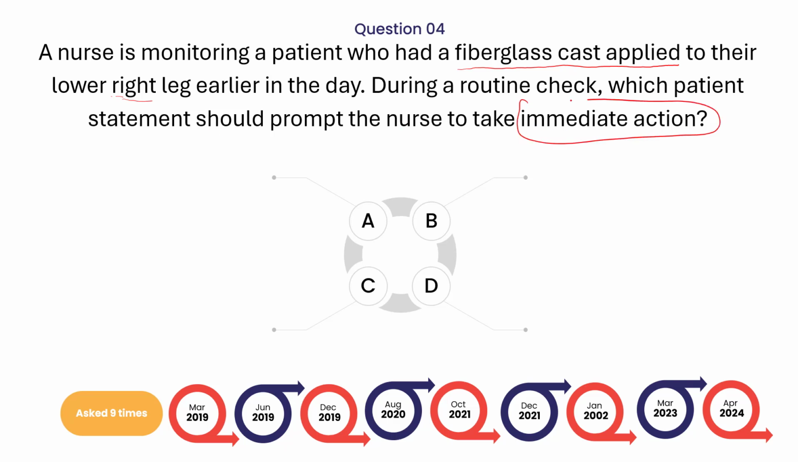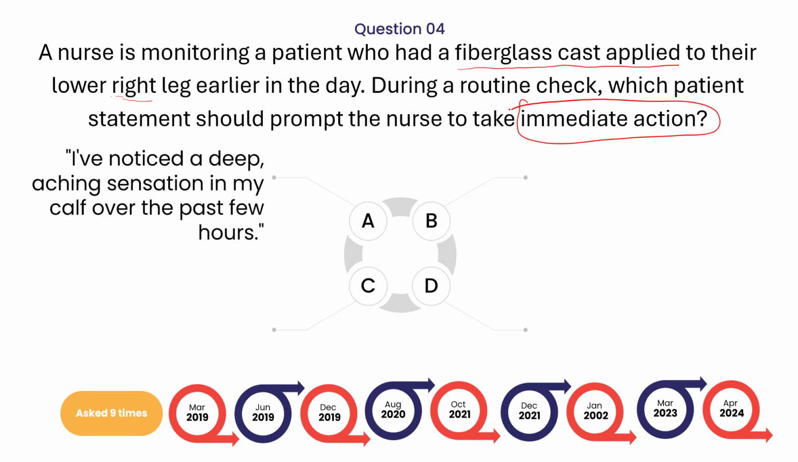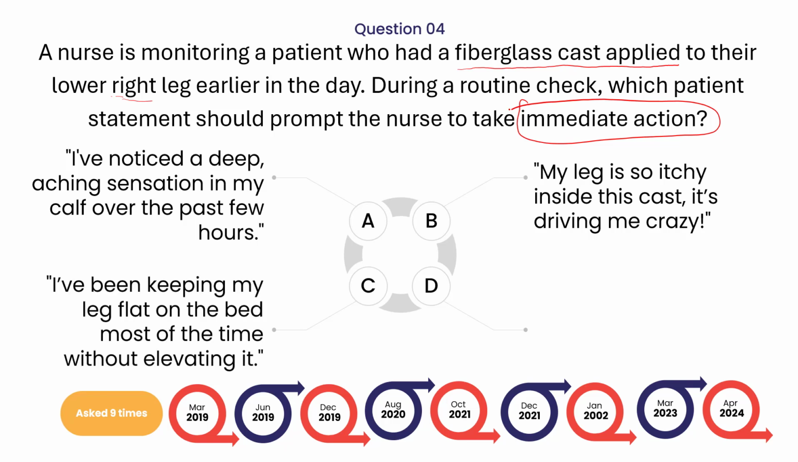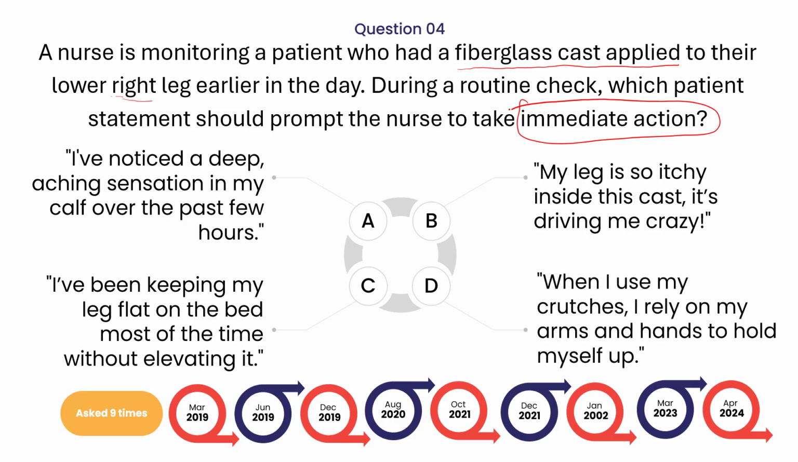A. I've noticed a deep, aching sensation in my calf over the past few hours. B. My leg is so itchy inside this cast, it's driving me crazy. C. I've been keeping my leg flat on the bed most of the time without elevating it. D. When I use my crutches, I rely on my arms and hands to hold myself up. Correct answer, A. I've noticed a deep, aching sensation in my calf over the past few hours.